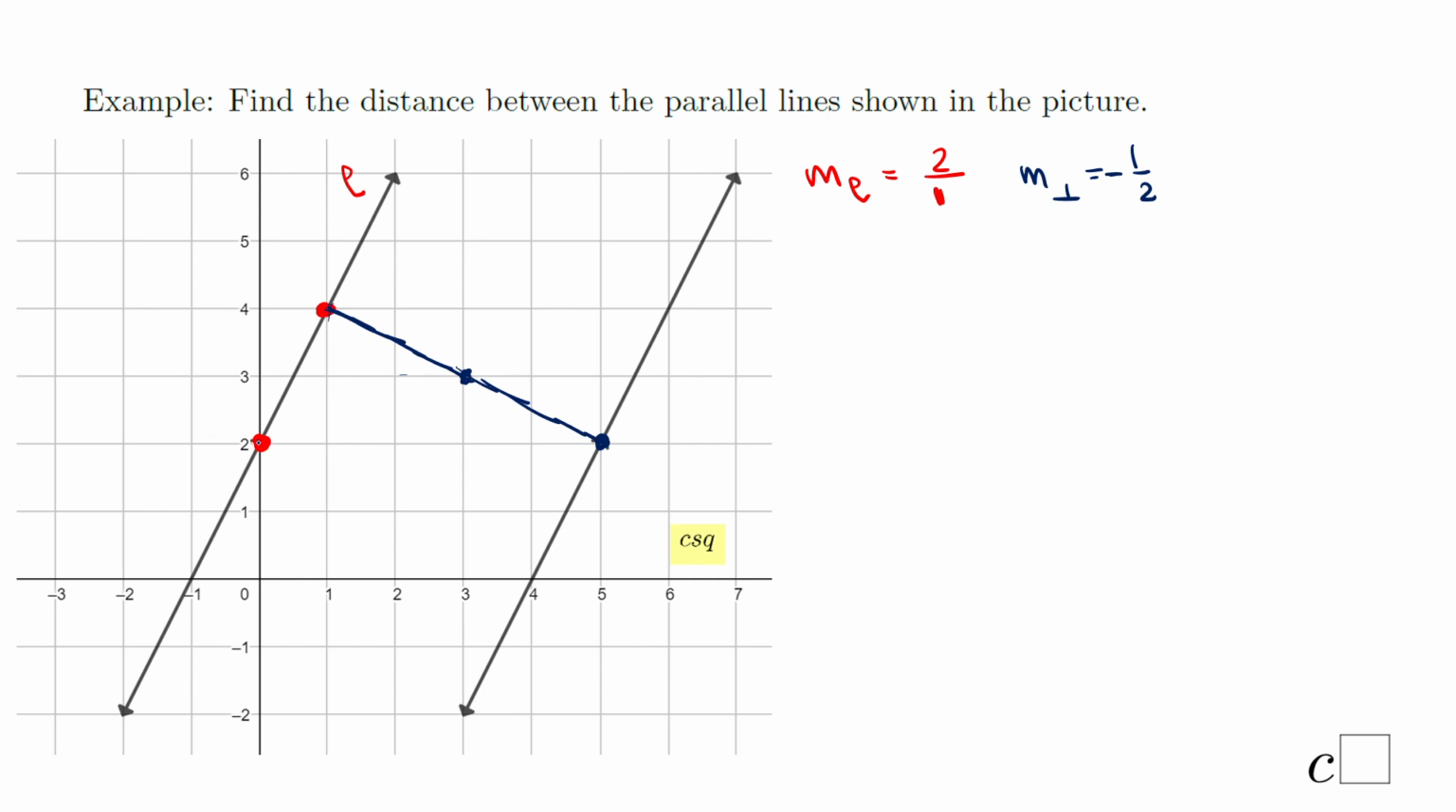I can do the same thing from here. 1 and 2, 1 and 2. And you notice we get another one. And you notice these two segments are congruent, they have the same measure. Okay, we need to find one of them.